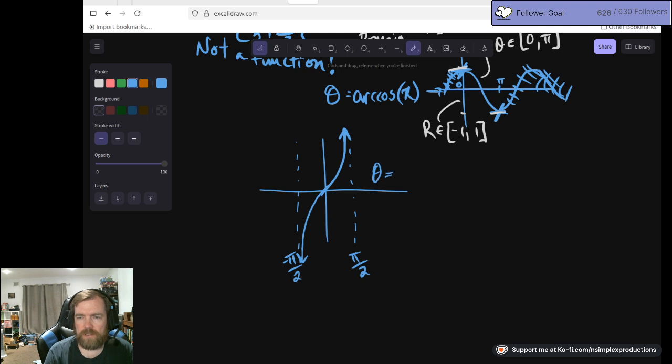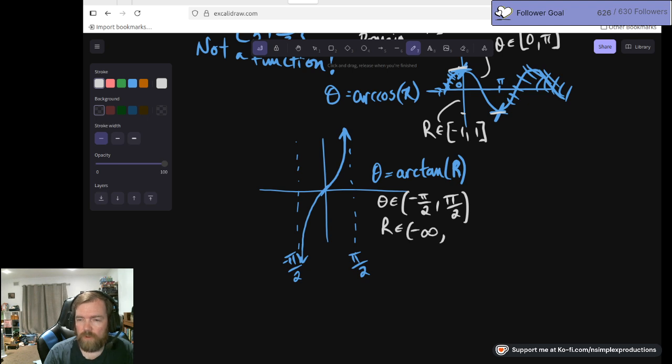So this is theta equals arctangent of the ratio r. Here, theta is going to go between, not inclusive, negative pi over 2 to pi over 2. And r, in this case, the ratio can be all real numbers, right? We can get any value that we want, negative infinity all the way up to positive infinity.